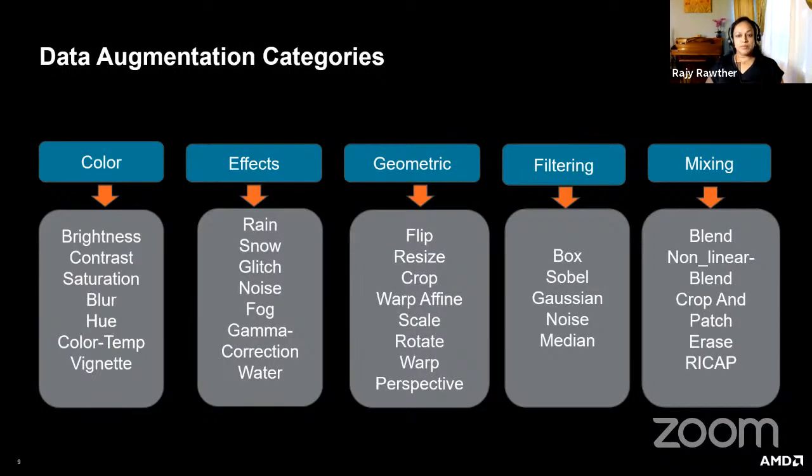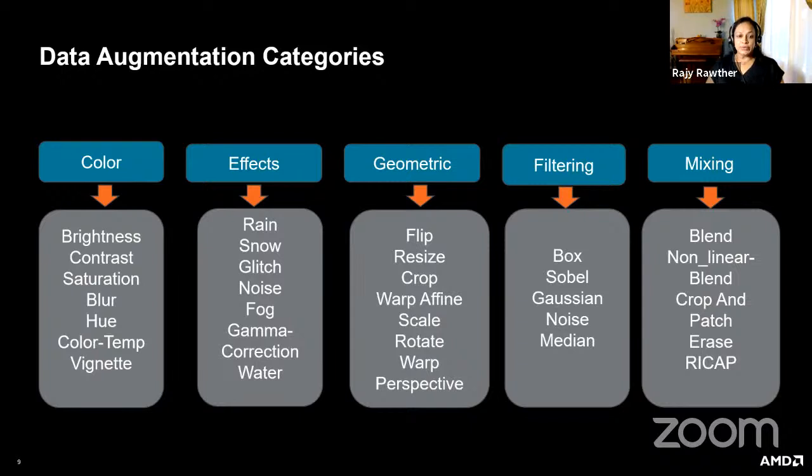So these are some broad categorizations of data augmentation. I have categorized them into 5 different categories. The first is color or illumination augmentations. Some examples of those are brightness adjustment, contrast adjustment, saturation, blur, hue, color temperature, vignette, etc.